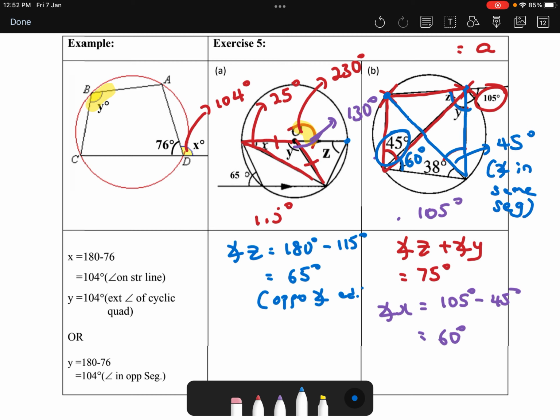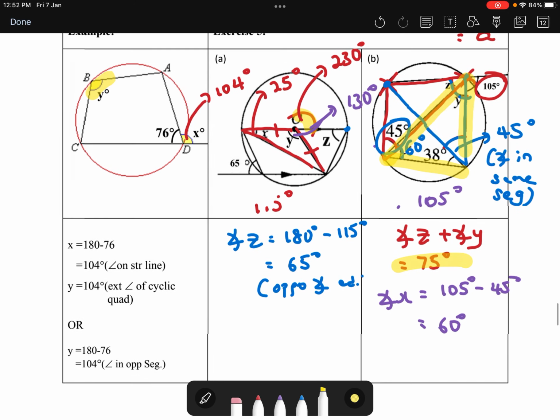After determining this 45 degrees, now I can find angle y already, because just look at this triangle right here. I got 60 degrees, I got 38 degrees, I got 45 degrees. So you just use 180 minus 60 minus 38 minus 45, you can get angle y. After determining your angle y, you can determine your angle z, because I determined that angle z plus angle y is 75 degrees. So that's how we deal with exercise 5b.